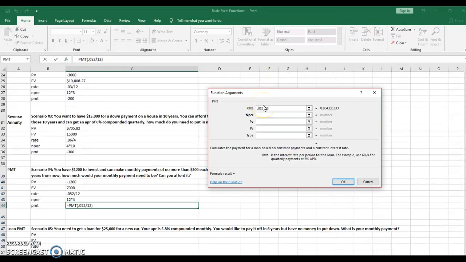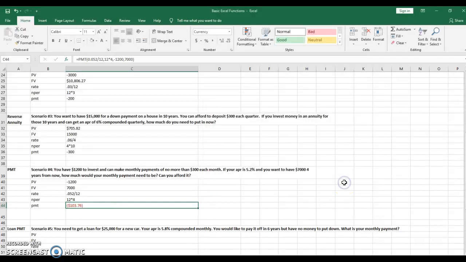We're going to enter in our variables. So 0.052 divided by 12. NPER is going to be 12 times 4. PV is going to be negative 1,200. FV is going to be positive 7,000. Say OK. It gave me a negative. Well, that's because Excel thinks of it as money leaving your pocket, $103.76 out of your pocket being paid into your account each month.